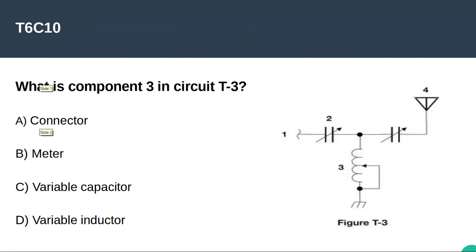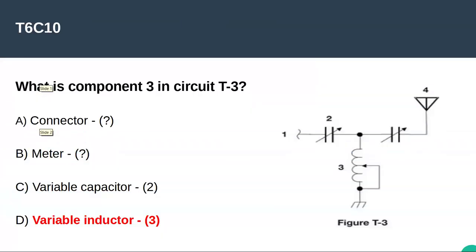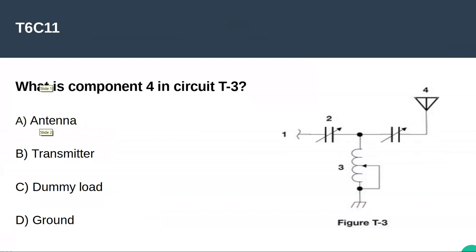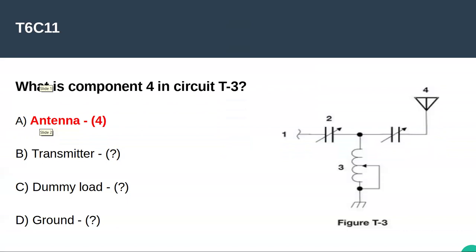So what is component 3 in circuit T3? Variable inductor. D. Right. What is component 4? A, antenna. I really don't know what kind of antenna that's supposed to represent, but that's the symbol.